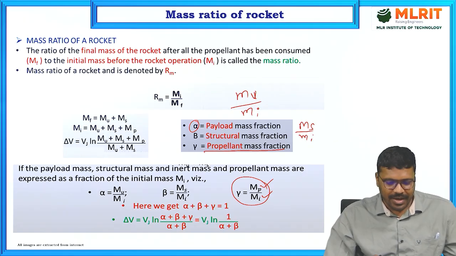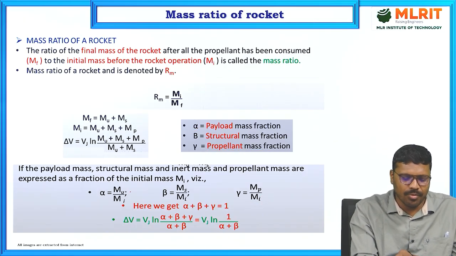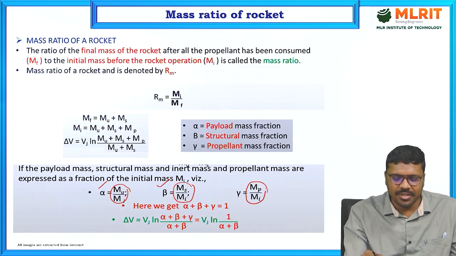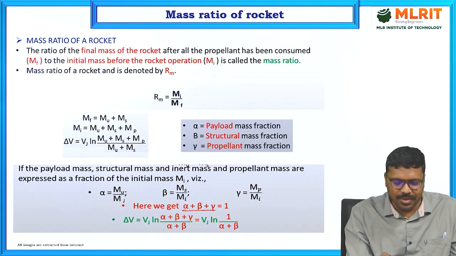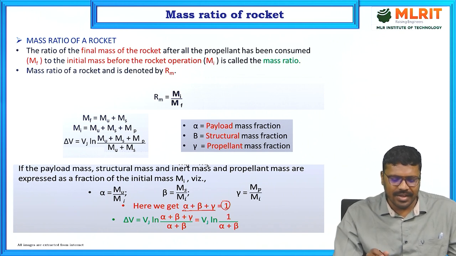So if I write these mass fractions as alpha, beta and gamma, that is m_u by m_i as alpha, the mass of the structure with respect to the initial mass as beta, and the mass of the propellant with respect to the initial mass of the rocket as gamma, then alpha plus beta plus gamma becomes 1, and I can substitute this.